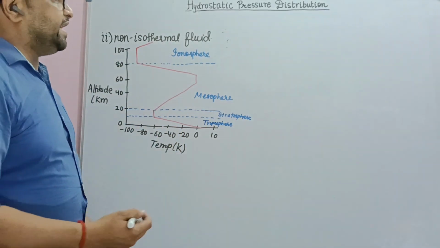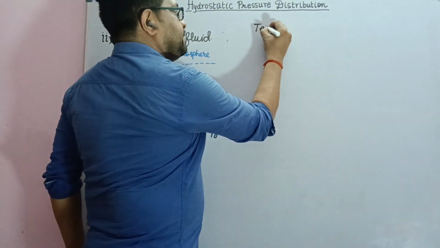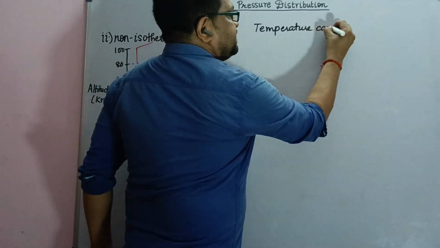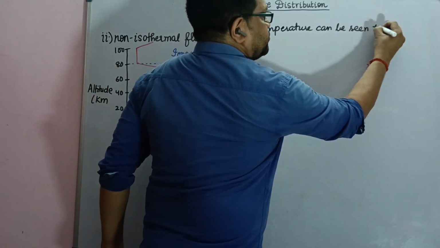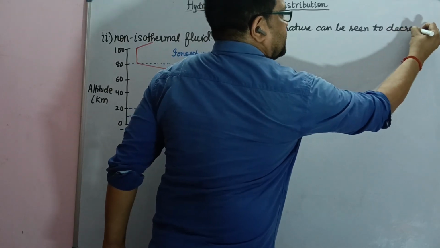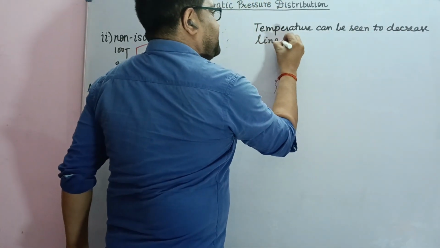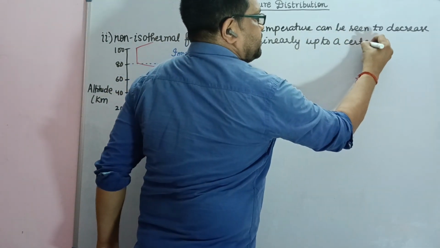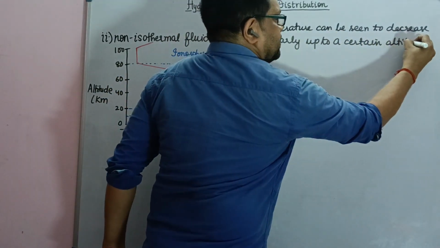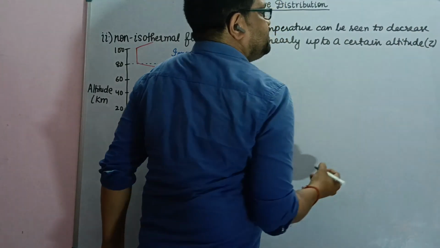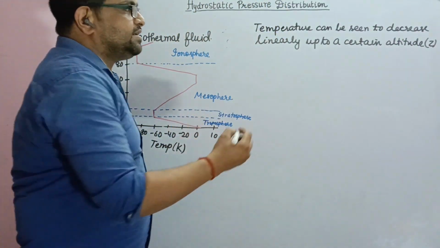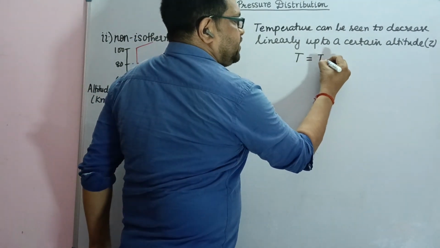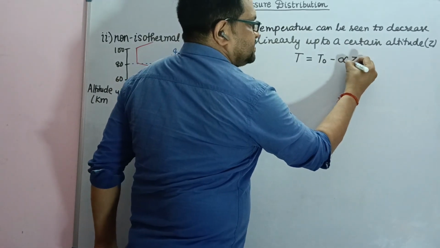And here we see that the temperature can be seen to decrease linearly up to a certain altitude, say Z, and that variation of temperature can be written in the form of an equation, which is T is equal to T naught minus alpha Z.